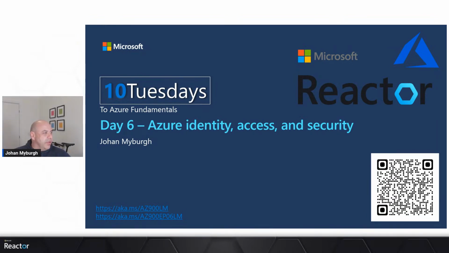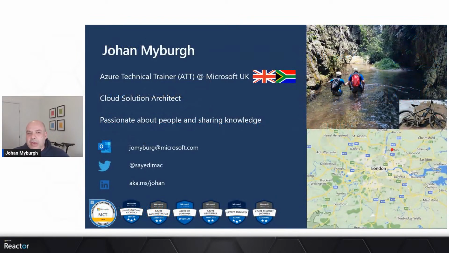Right, so without any further ado, let me just get into this. My name is Johan Meiberg. I'm a Microsoft technical trainer with Microsoft here in the UK, originally from South Africa, as you might recognize from the accent. I've got my email address there, my Twitter handle, and my LinkedIn profile, aka.ms/Johan. I'm resident just outside of London in a place called Loughton, very close to the Epping Forest, very into anything to do with water. We're spending quite a bit of time mountain biking around this forest as well.